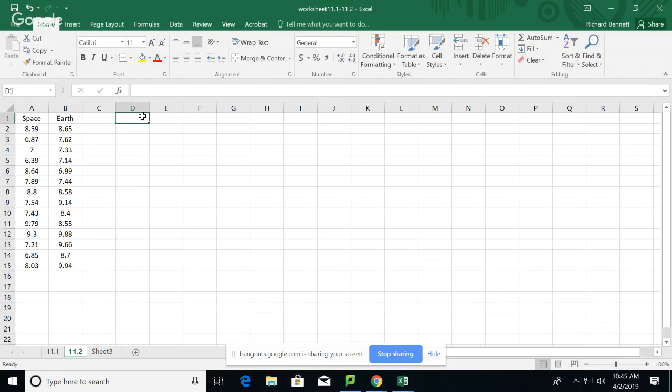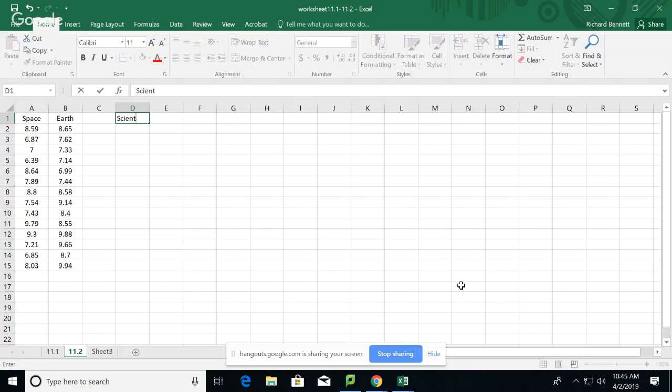If you go to assignments, go to the very bottom, there should be a thing that says in-class worksheets. Which one is it called? 11.1-11.2. Okay, so here's the scenario.